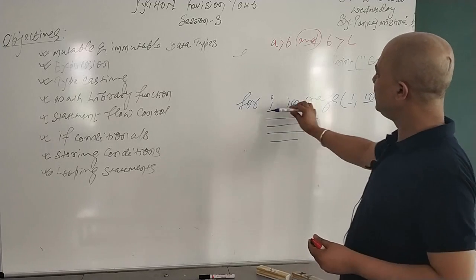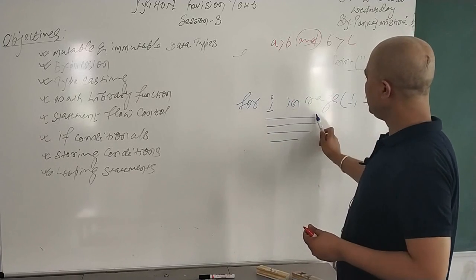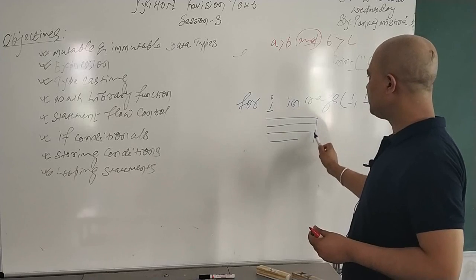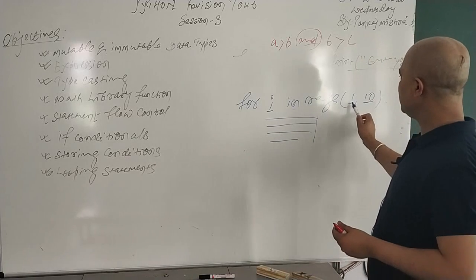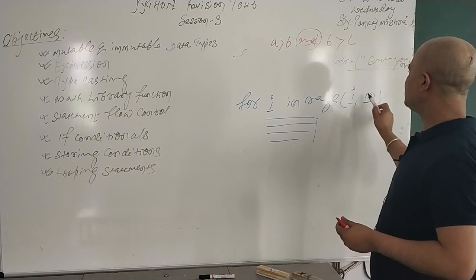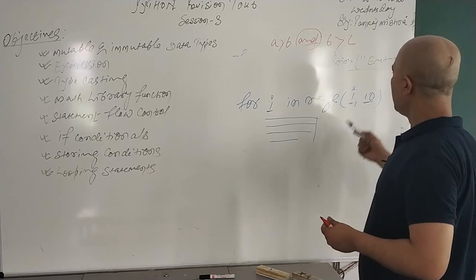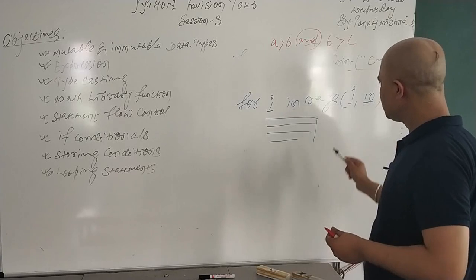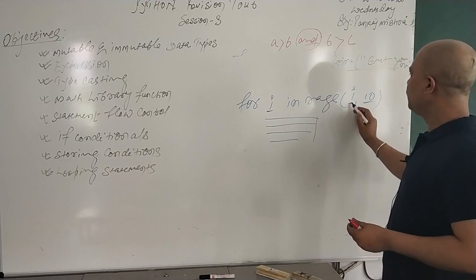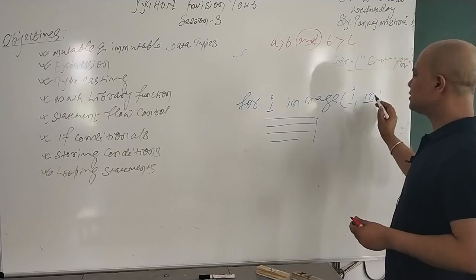It means the i value will start from 1 and it will iterate whatever statements are inside it. Then i will be incremented by 1, to 2, and it will check 2 less than 10, yes, again it will iterate. Then again 2 plus 1, 3, and again it will check 3 less than 10, yes, and it will go till 9. If you mention 1 to 10, it means it will execute 1 to 9.